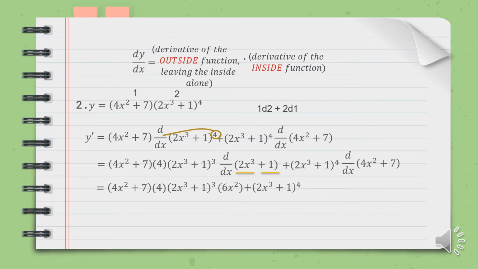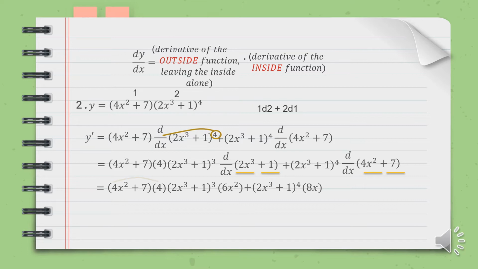Then, we'll copy the second term. Ayan, 2x cubed plus 1 raised to 4. Then, hanapin na natin yung derivative ni 4x squared plus 7. Si 4x squared ay may derivative na 8x at si 7 ay 0 naman. So, no need to rewrite that. Simplify natin yan. So, sabi ko nga kanina, ang pwede mo lang i-multiply dyan yung mga hindi composite na function. I-retain na lang natin siya as is. Kasi pag in-expand natin siya, mahabang proseso pa rin.